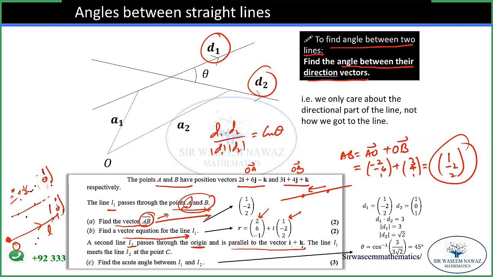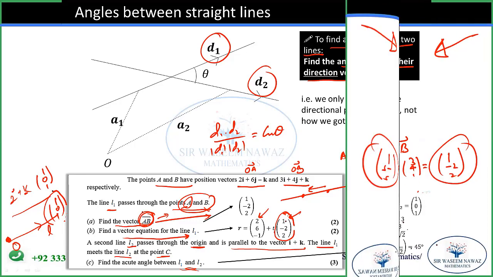And the line L1 meets the line L2 at point C. Find the angle between line 1 and line 2. As we have done here, to find the angle, no need to use the equation of the line, just use the direction vectors. What was the direction vector of line L1? We used this AB as the direction vector. So one direction vector is 1, -2, 2, and the other direction vector is 1, 0, 1. So these are the two direction vectors. I just find the scalar product between these and I get an angle.